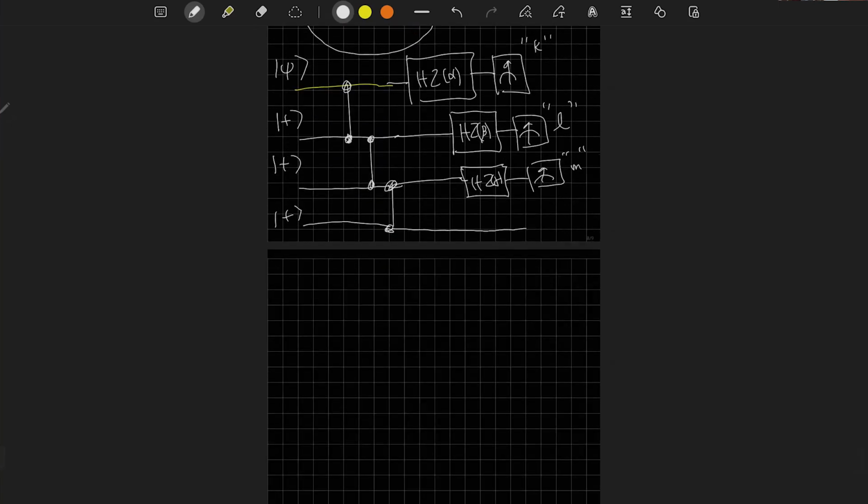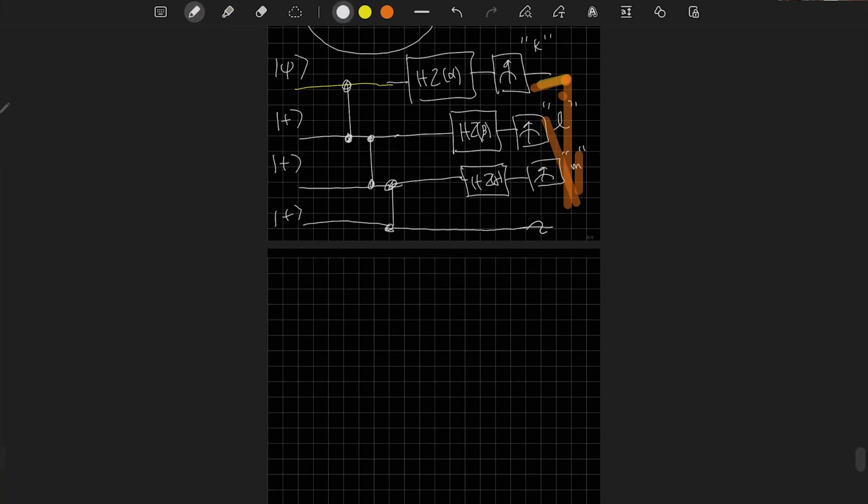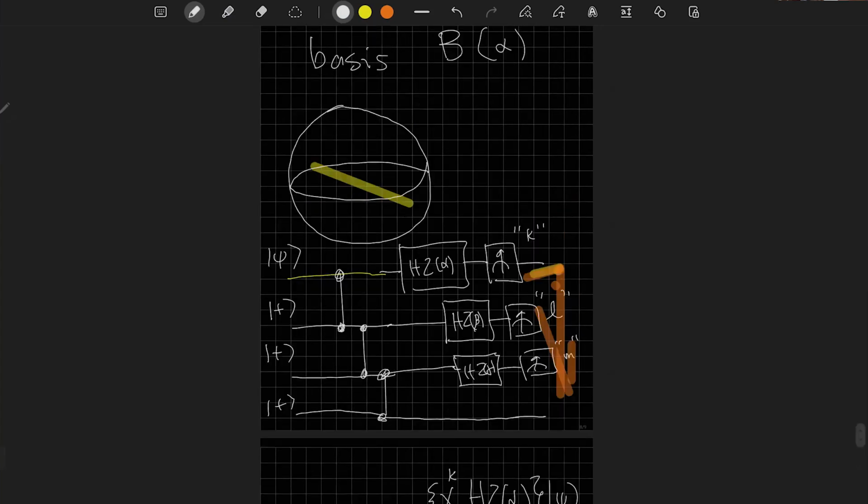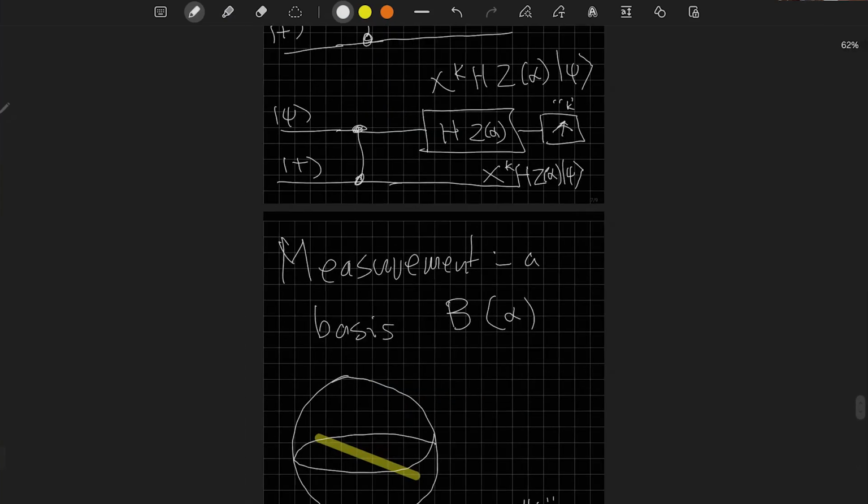And then all of this information is made available at the final qubit. And this final qubit finally will have H, Z alpha, X^K acting on it, similar to what we had over here: X^K, H, Z alpha.